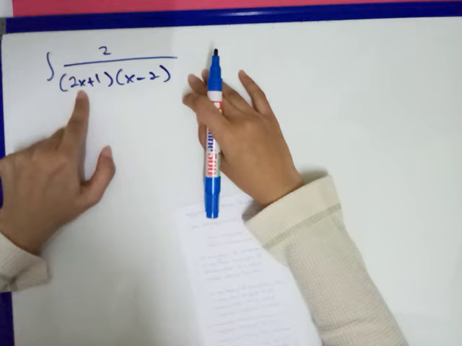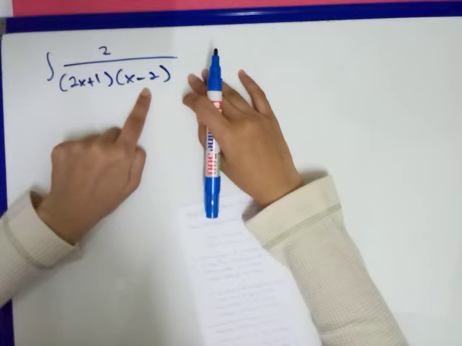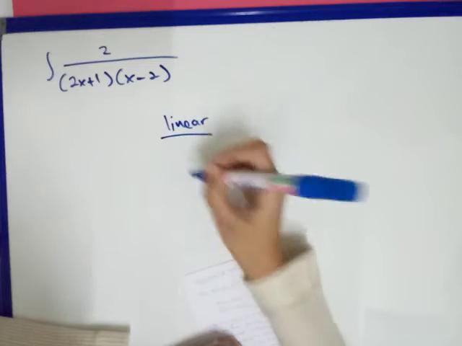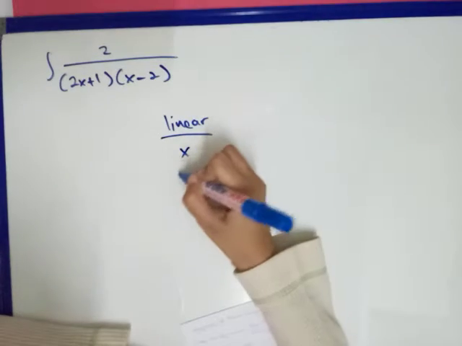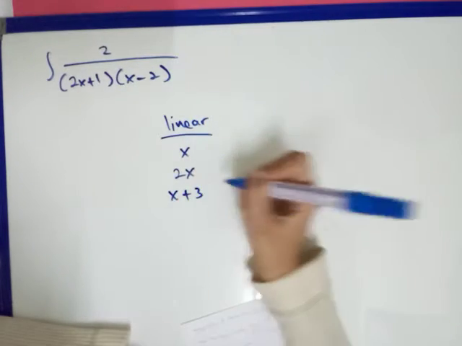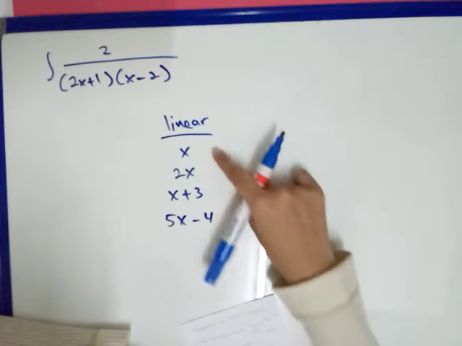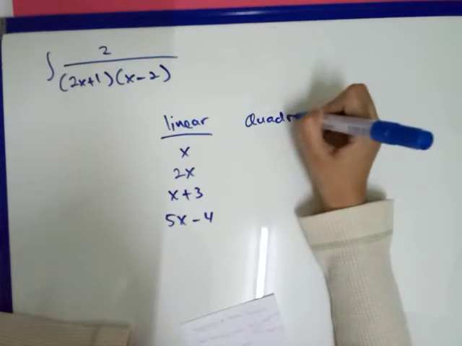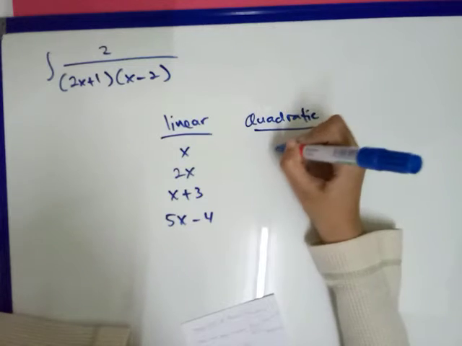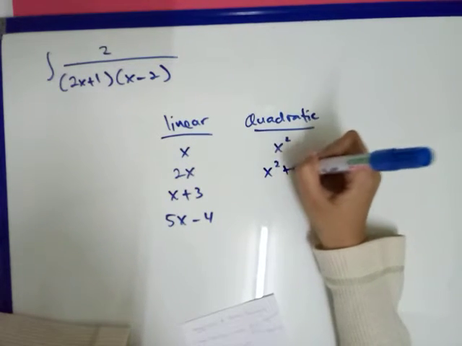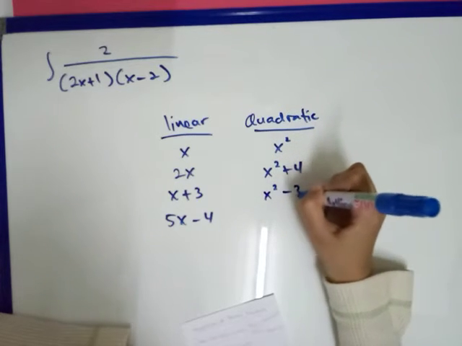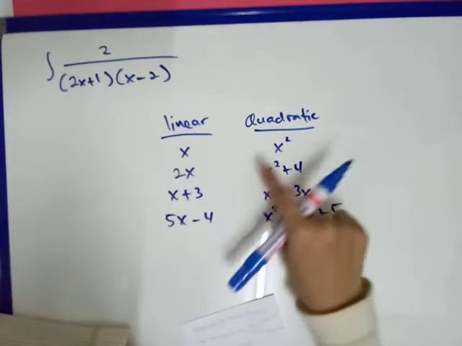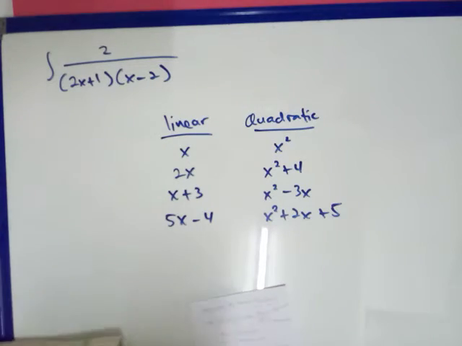Okay, so this one is a linear factor, and this one is a linear factor. What is the difference between a linear factor and a quadratic factor? For linear factors, for example, we have x, 2x, x plus 3, 5x minus 4. These we call linear factors. For quadratic factors, for example, we have x squared, x squared plus 4, x squared minus 3x, x squared plus 2x plus 5. So these are examples of quadratic factors. Okay, boleh faham nah?